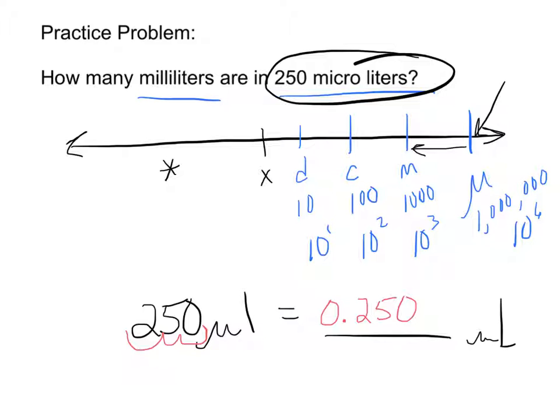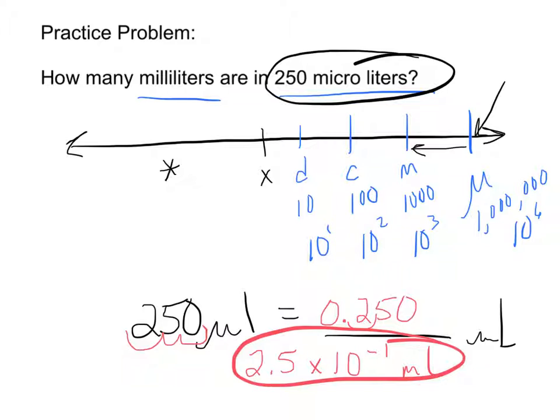Now, you would then write that in scientific notation as 2.5 times 10 to the what? What would you put there? I'll give you a couple seconds to figure it out. Would that make it a bigger number? Which way am I going to go? I'm going to go the -1, okay, milliliters. And then there's my answer.